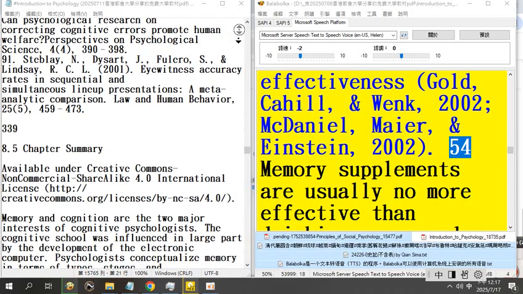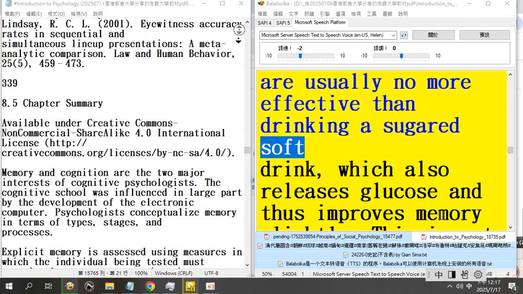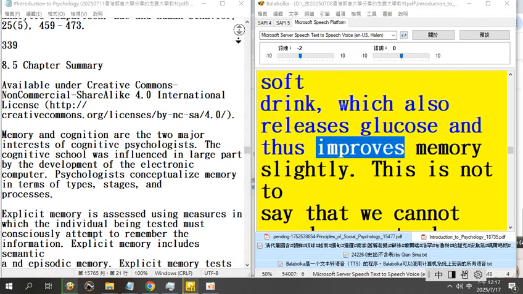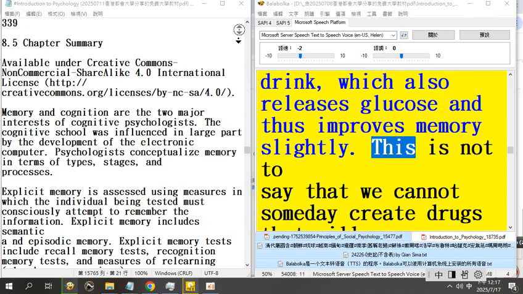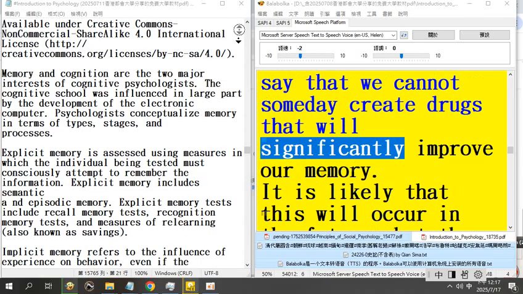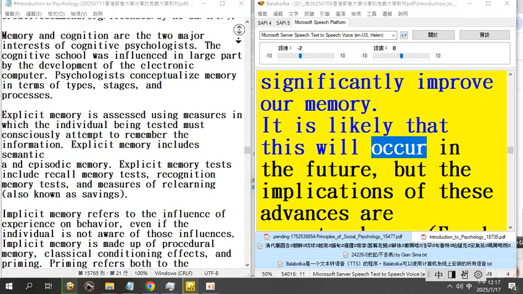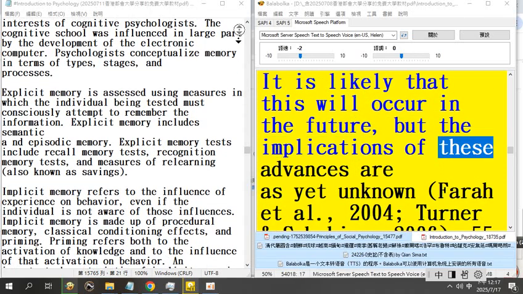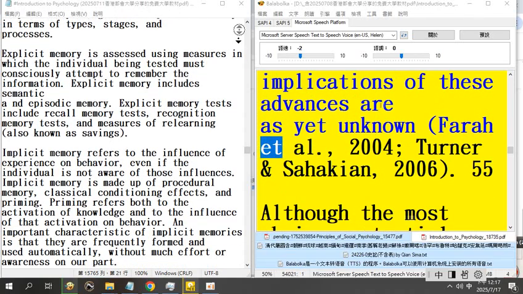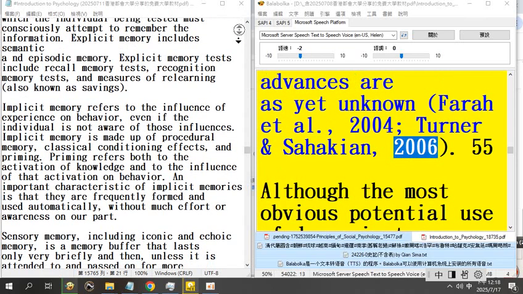54. Memory supplements are usually no more effective than drinking a sugared soft drink, which also releases glucose and thus improves memory slightly. This is not to say that we cannot someday create drugs that will significantly improve our memory. It is likely that this will occur in the future, but the implications of these advances are as yet unknown (Farah et al., 2004; Turner and Sahakian, 2006).